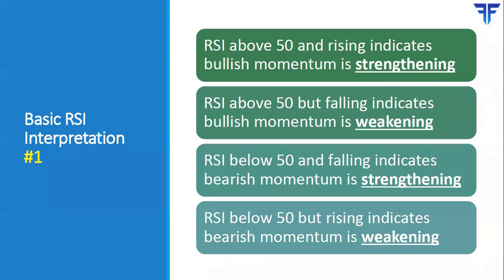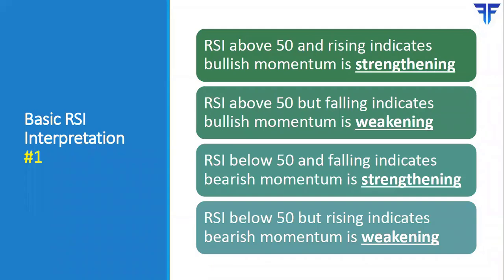So whenever RSI is above 50, it tells you that the momentum is bullish. On top of that, if the RSI line is rising, it tells you that the bullish momentum is strengthening. So whenever the RSI is above 50 and rising, it tells you that the bullish momentum is strengthening. Now, this is a bullish factor.